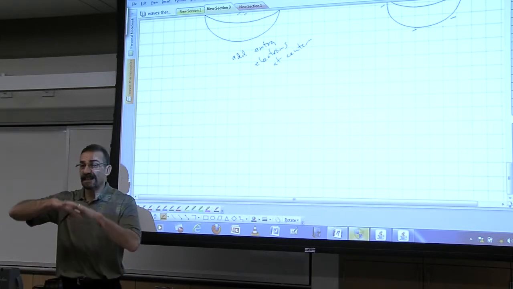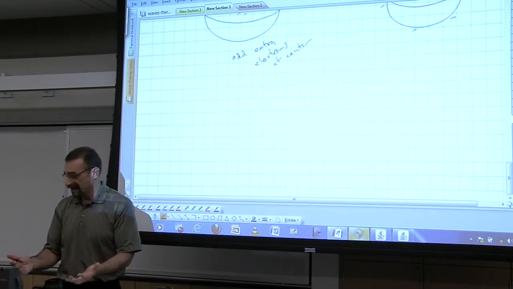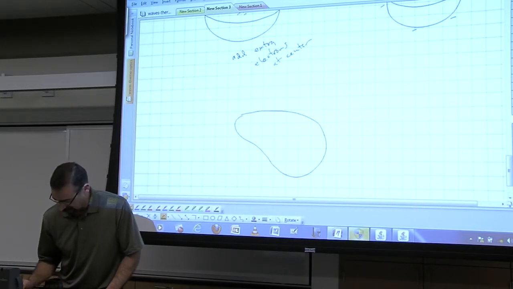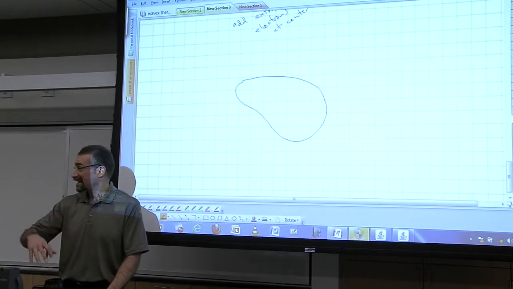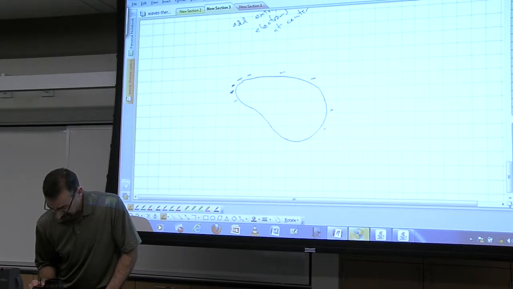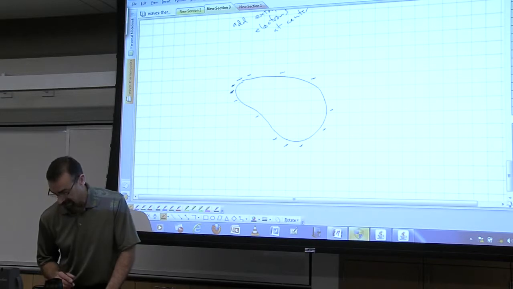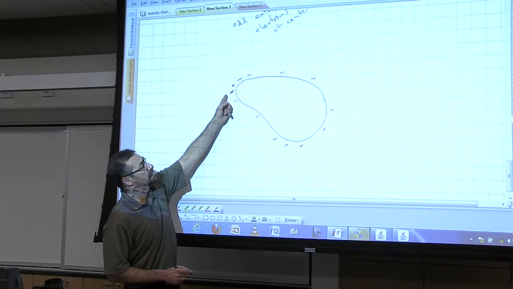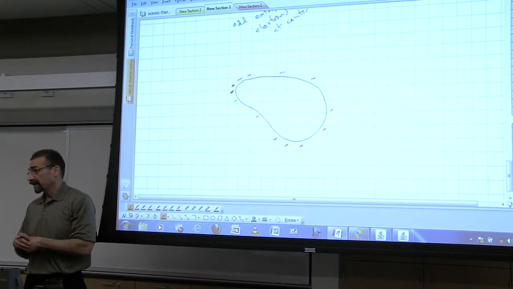That's for an object that has a uniform shape to it. If an object has a non-uniform shape, like a peanut, or whatever that is, and we've stuck excess charge on this, it actually distributes such that the charge where the radius of curvature is the smallest, you get the most charge. And there's a reason for that.